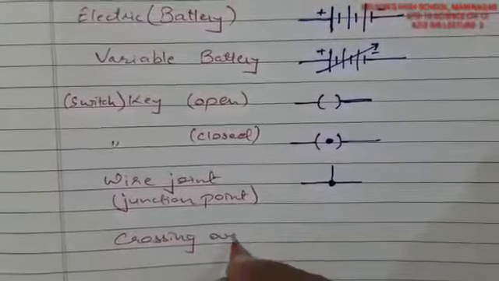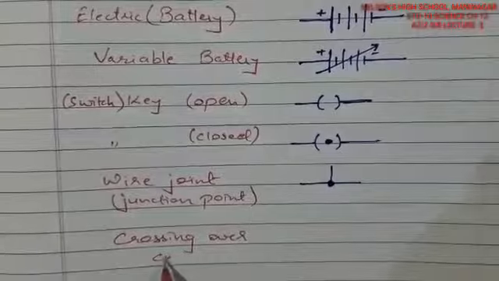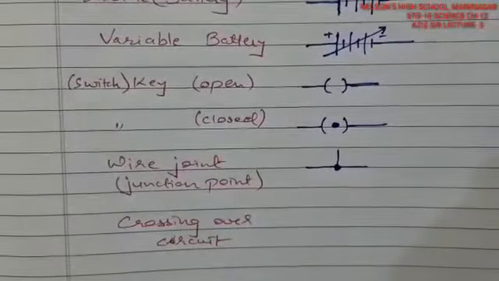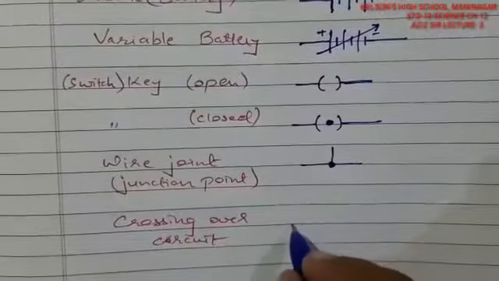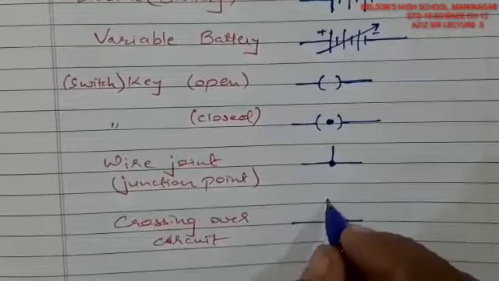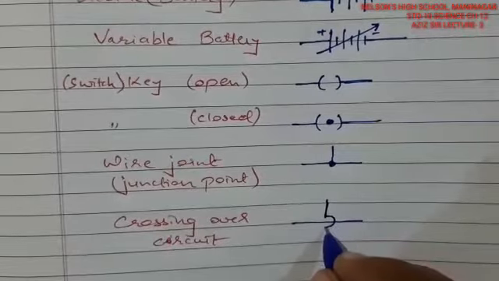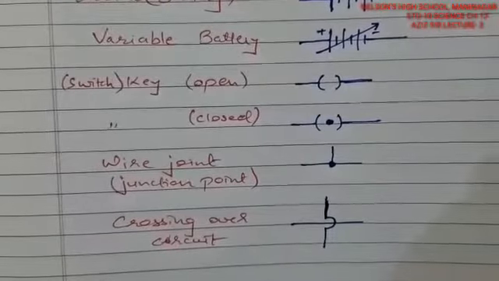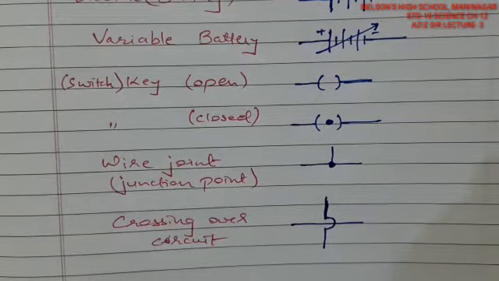crossing over of circuit. Crossing over circuit is where one wire is going on a straight line and the second is passing through, but they are not connected. So we show this by making it round on it and passing by. This round shows that they are not connected but they are crossing over each other, but the current is flowing in individual wires differently only. That means they are not connected with each other.